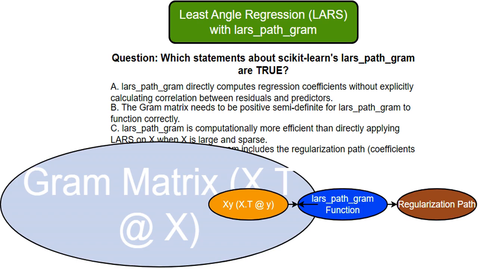I'll explain the lars_path_gram function. It's a scikit-learn function used within the least angle regression (LARS) framework. It cleverly uses the gram matrix and a vector derived from the data and target variable, explained below, to efficiently compute the regression coefficients. This avoids directly working with potentially large datasets.